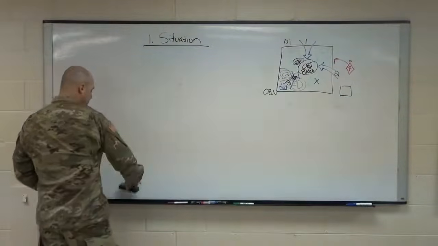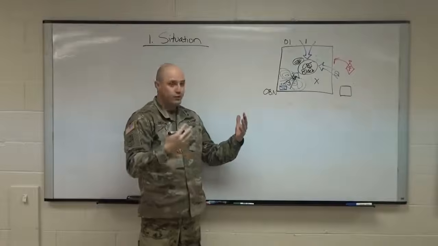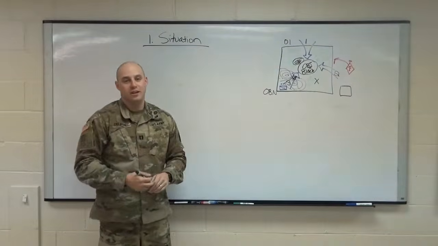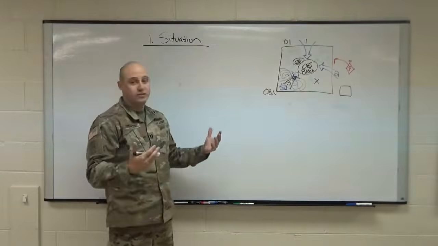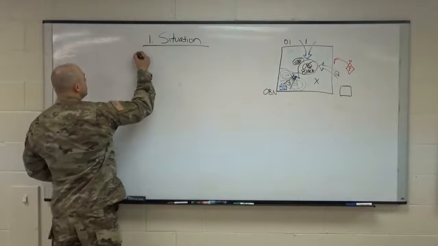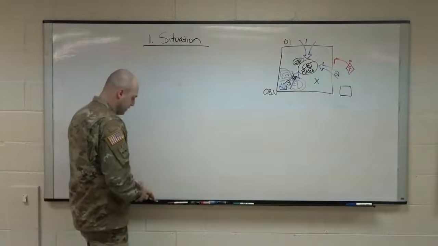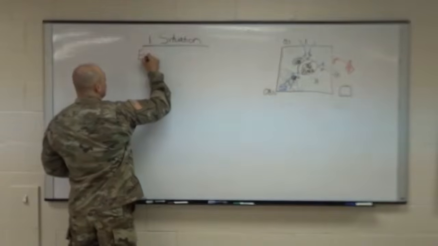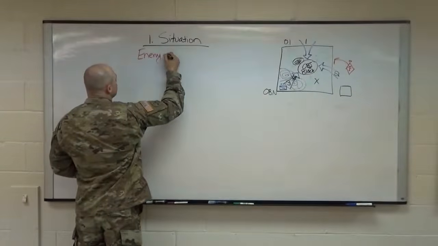All right, once we're done with terrain, we use weather and terrain to really define the environment, what it looks like. Now we need to define what the enemy is going to look like on our objective, what we think they're going to be doing. So the next thing we're going to talk about is enemy. I'm going to use the red marker because that's how we talk about enemy. So what are the enemy forces going to be doing on the objective?